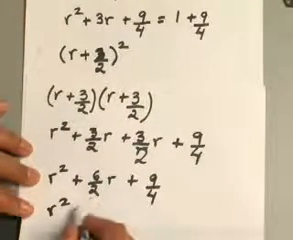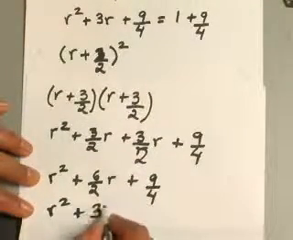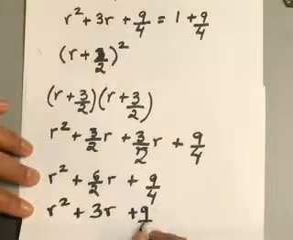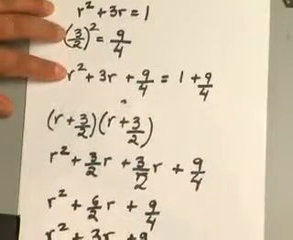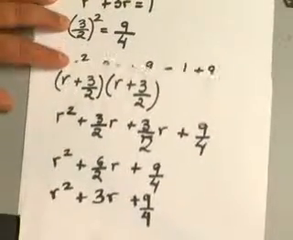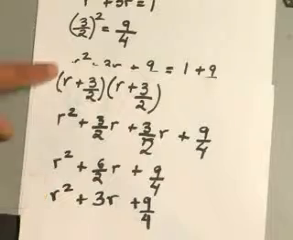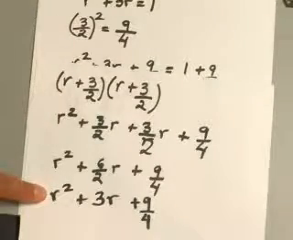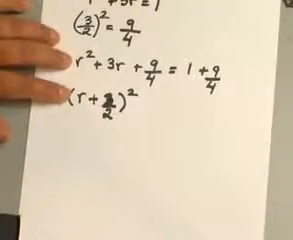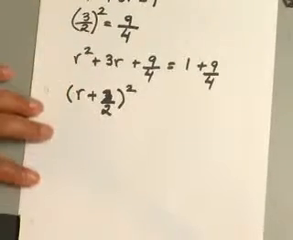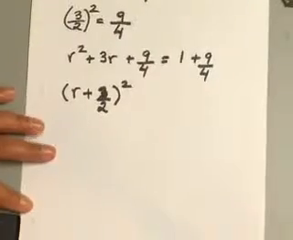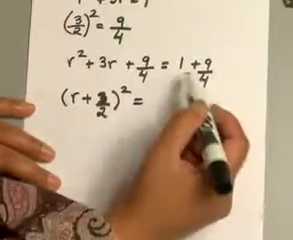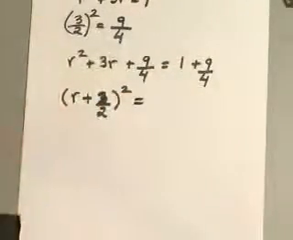Okay, and of course if you reduce 6 over 2, you will end up with r squared plus 3r plus 9 over 4. And that is what we were looking for, r squared plus 3r plus 9 over 4. So you can see that when you FOIL these, you come back to that same original expression. So we know that r plus 3 over 2 is accurate when you're trying to factor this.